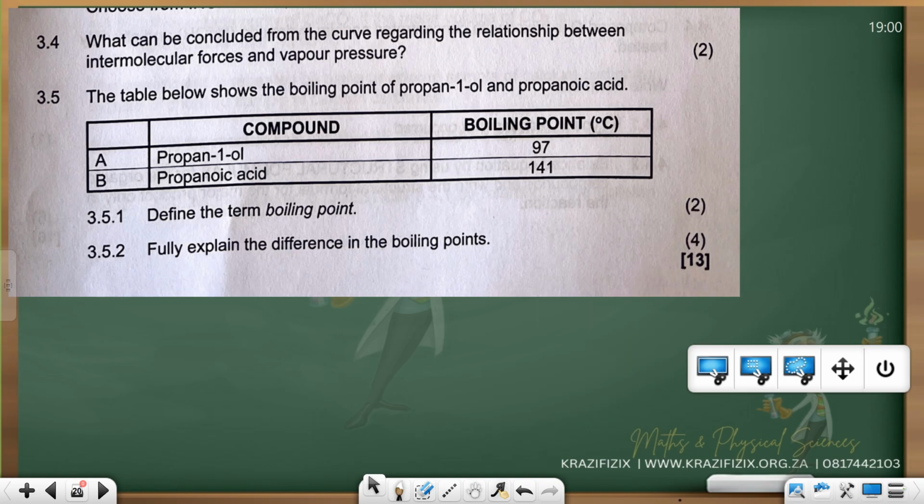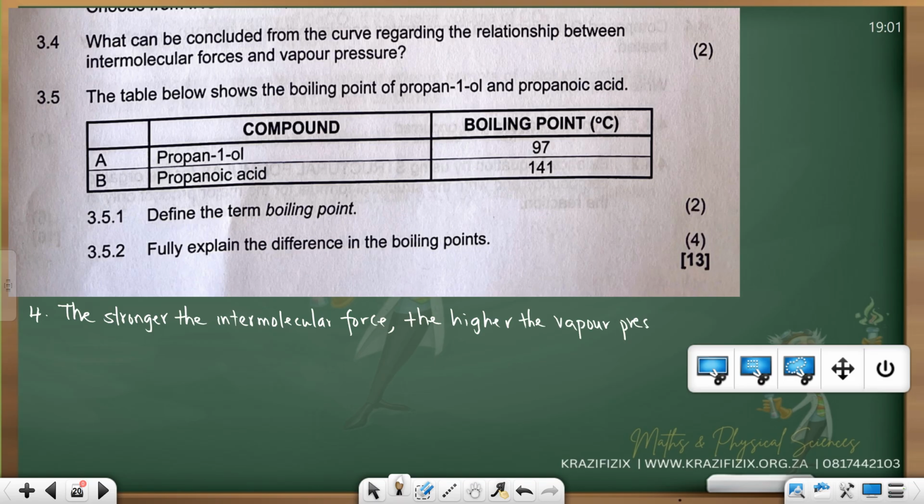All right, let's answer this. What's your conclusion? Intermolecular forces. Talk to me. The stronger the intermolecular force. Are you sure? Yeah, you are right, the higher the vapor pressure. I was just trying to pull your legs. Because what we're saying is this. If you have a strong intermolecular force, then the boiling point will decrease, because it takes a longer time.